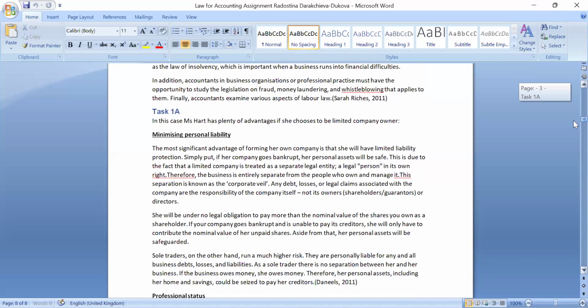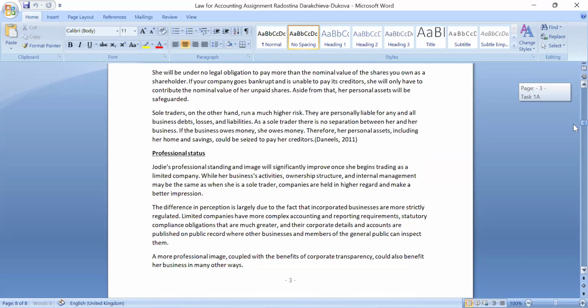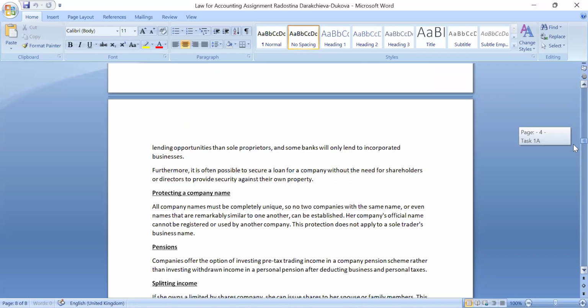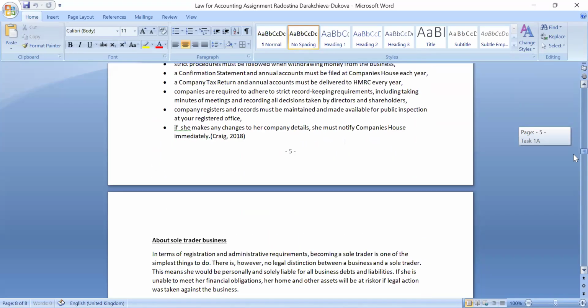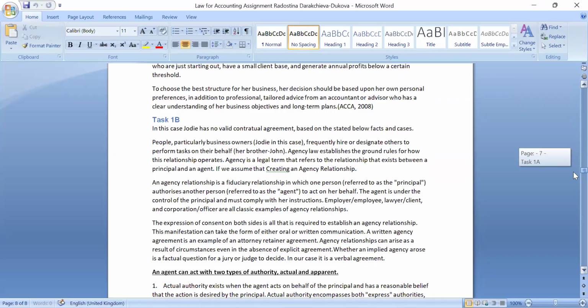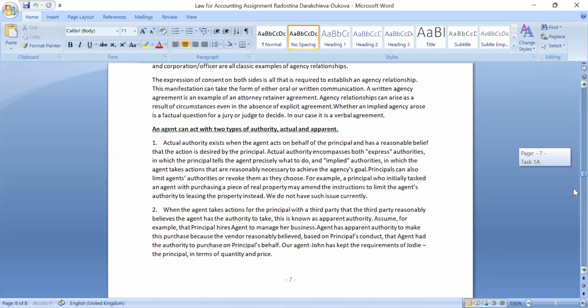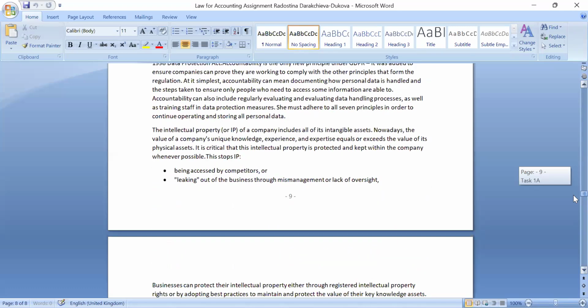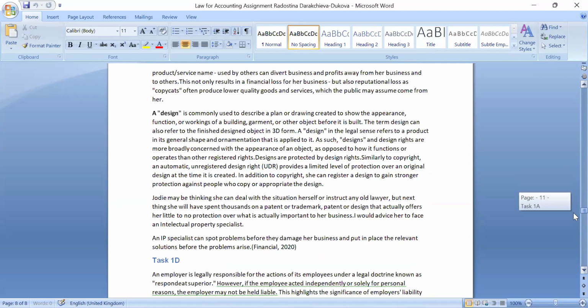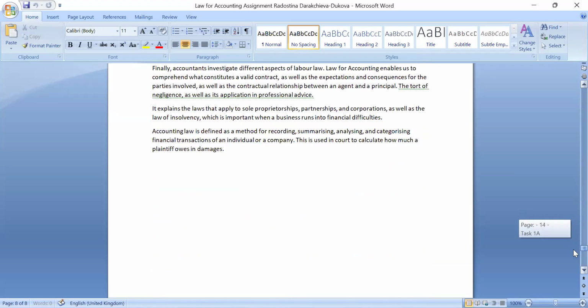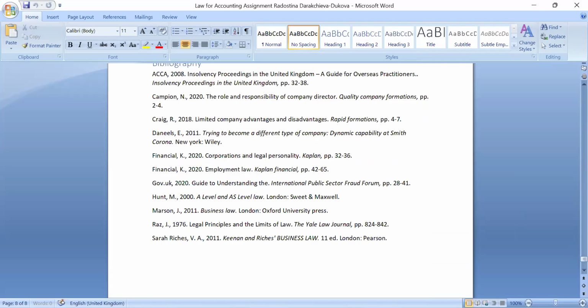So you will see task 1. In this case, 1A, then you'll see 1B, the pros and cons of setting up the company. 1B is about the contract. 1C is about planning, GDPR and legislation, copyright. 1D, amenities, and then the next task. I'm going to share this document with you in the chat box here.